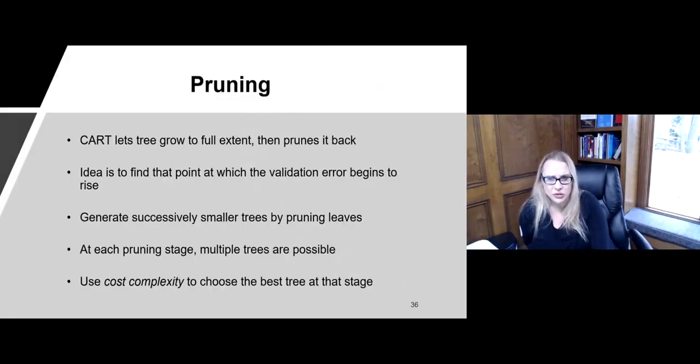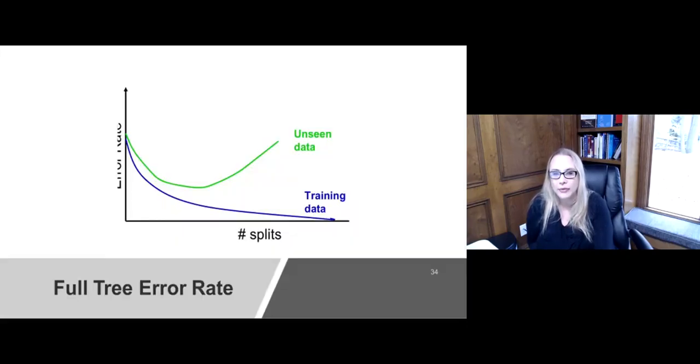There are different approaches that are used by different algorithms. So the CART decision tree method, for example, lets the tree grow to its full extent, and then it starts pruning it back. The idea is to find a point where the validation error begins to rise. It's similar to what we were looking at before, where we are trying to find a point where it decreases to its absolute minimum, and then it starts to increase. So we're trying to find that point.